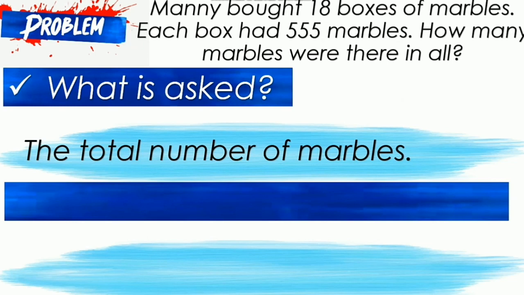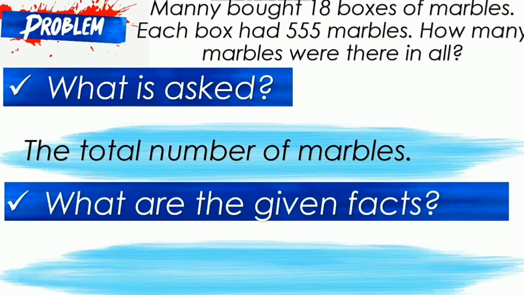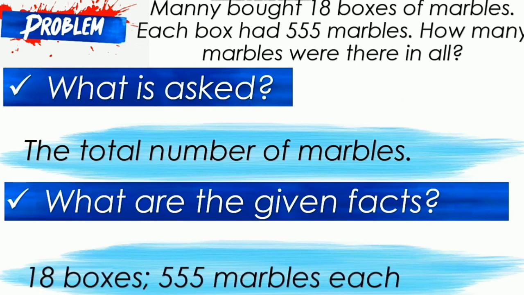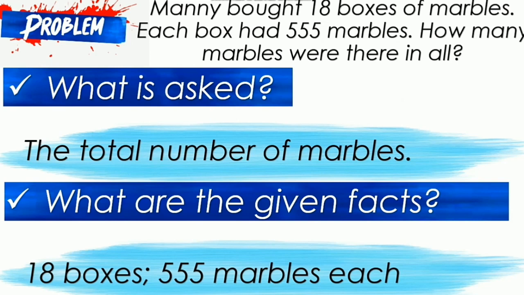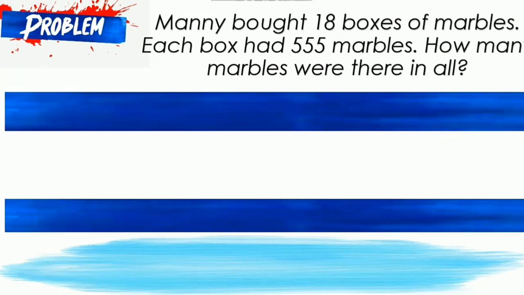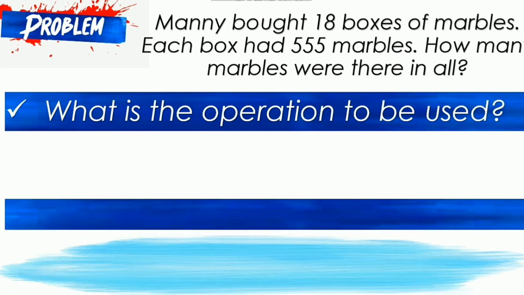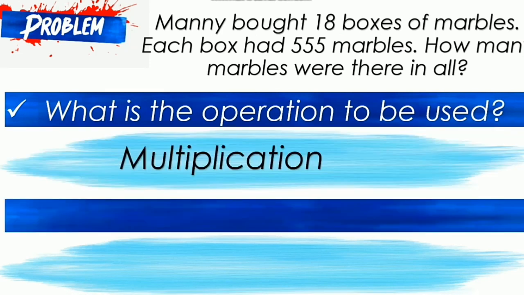What is the information that was given in the question? The information I can find on the screen is 18 boxes of marbles, and each of these 18 boxes had 555 marbles. So from here you move to the operation that will be used. It is visibly multiplication. So we are going to use multiplication to solve this problem.